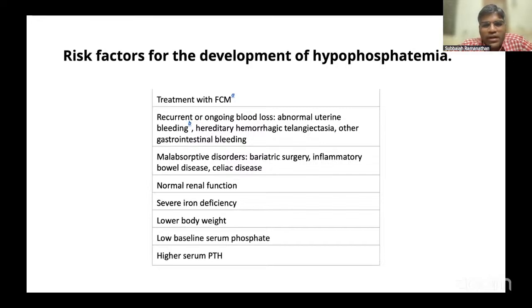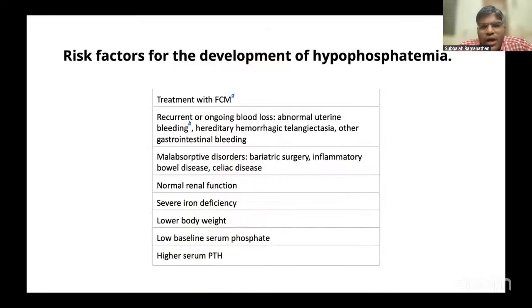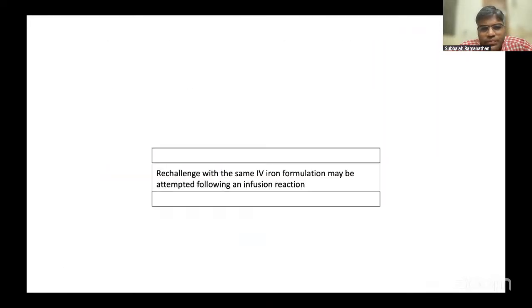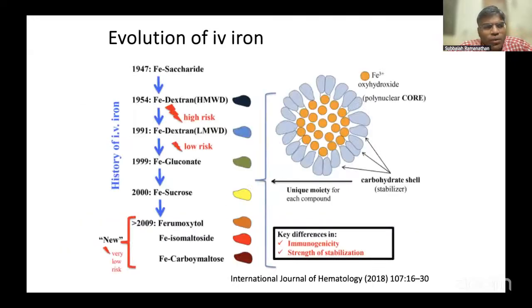Practically, when IV iron is used, most often we use ferric carboxymaltose or ferric derisomaltose, which is now available. A maximum of 1 gram can be given as a total dose infusion. Only with derisomaltose can you cross 1 gram, at 20 milligrams per kg, and up to 1.5 grams you can give. Otherwise, 1 gram is the usual cutoff.